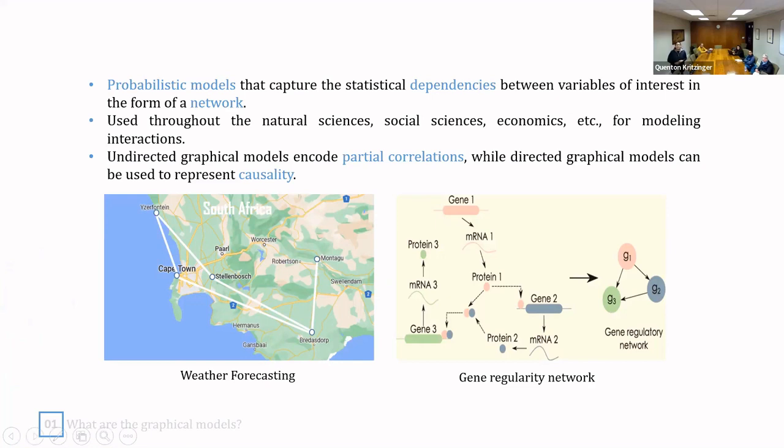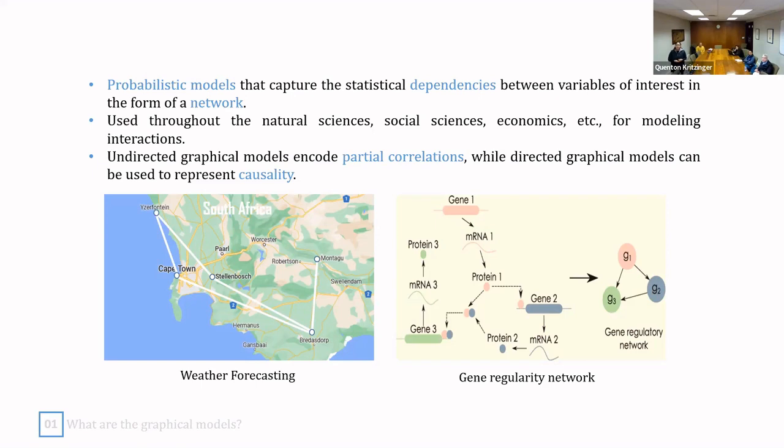As a definition, a graphical model is a probabilistic model that captures the statistical dependency between random variables and displays it as a network. If you ask me about the application, I can say it is any field where you want to model interaction between random variables, which means you need a graphical model. Some examples are natural sciences, social sciences, economics, etc. We can use graphical models in all of these sciences.